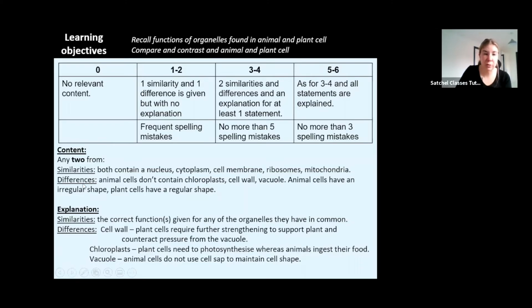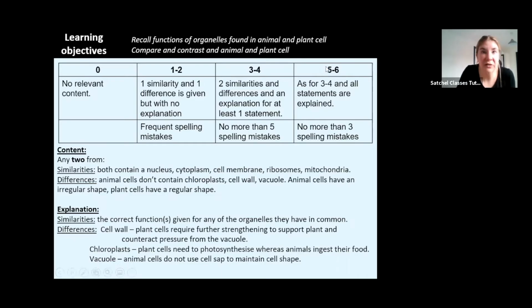So for example, look at the content. All of this you would get marks for. The similarities: both contain a nucleus, cytoplasm, cell membrane, ribosomes, mitochondria. So if you'd said they both contain a nucleus and cytoplasm, give yourself a mark. Fantastic. The differences: the animal cells don't contain chloroplast, cell wall, vacuole. Animal cells have an irregular shape. Plant cells have a regular shape. Any of those would have got you between 3 to 4 marks. If you put 4 of those statements, that gives you 4 marks.